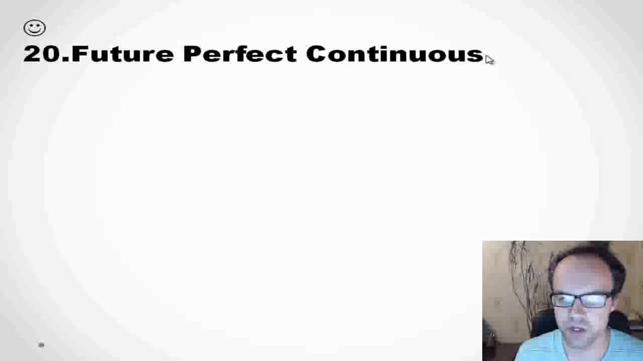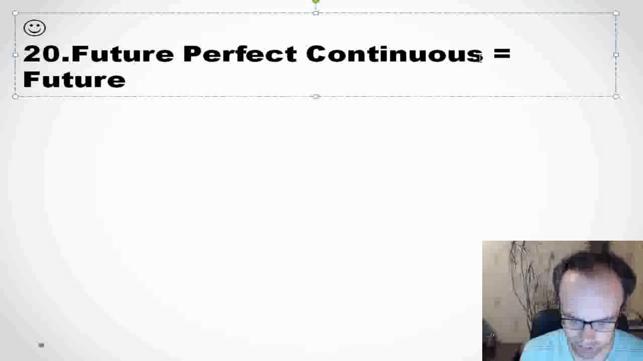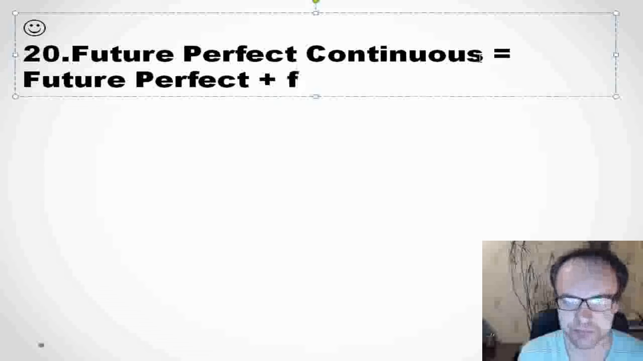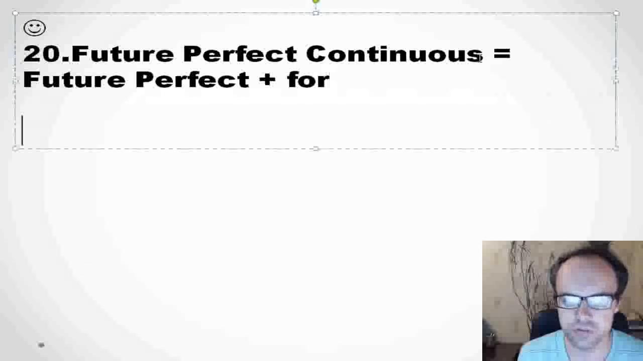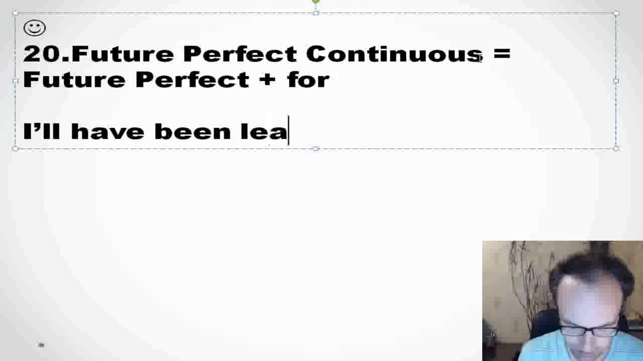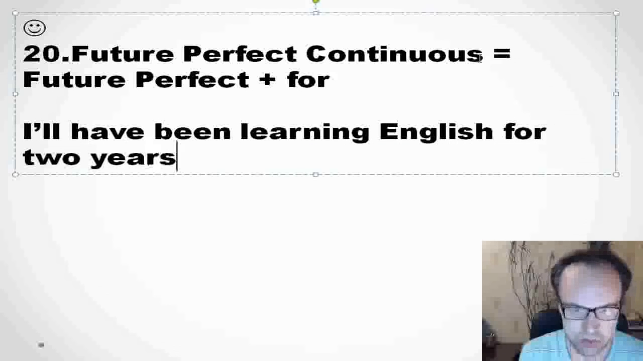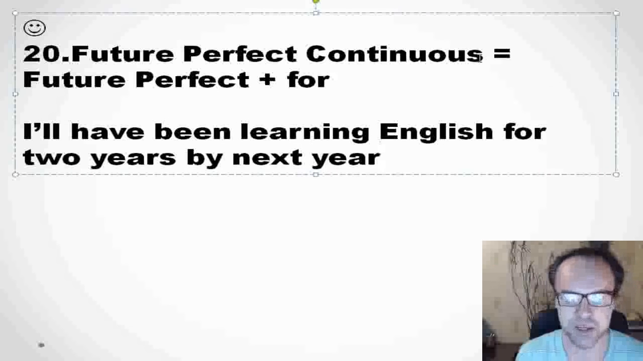And future perfect continuous, it's like future perfect plus for, yeah? For example, I'll have been learning English for 2 years by next year. For 2 years by next year.